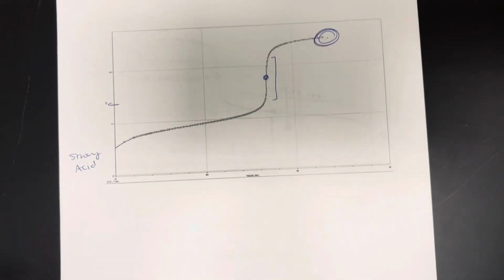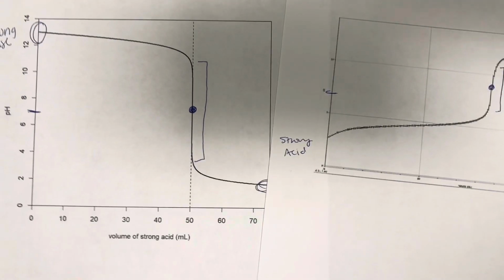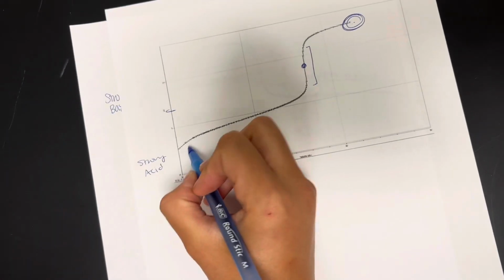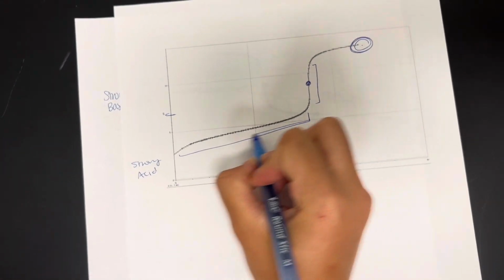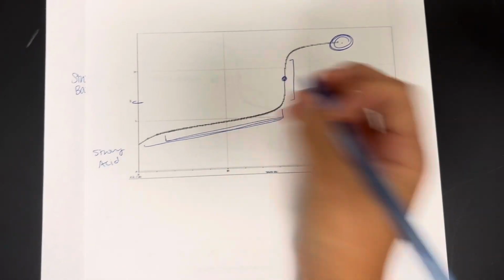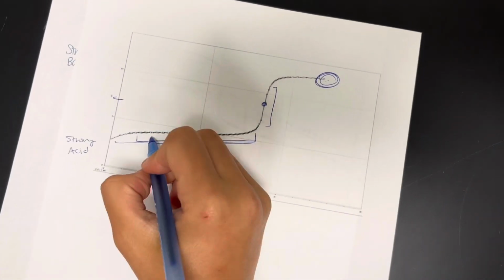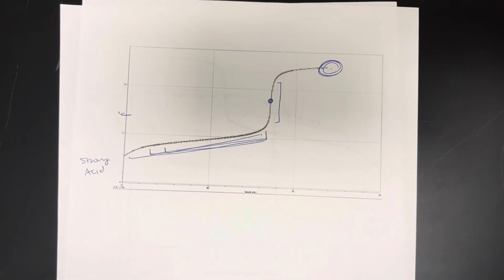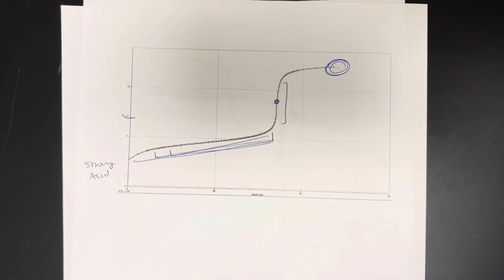But what's unique about this graph, which you were able to see before but is more clear on this graph in my opinion, is this area, known as the buffering region. About halfway to the equivalence point is this buffer zone. This is where we use a buffer solution, which we will talk about later.